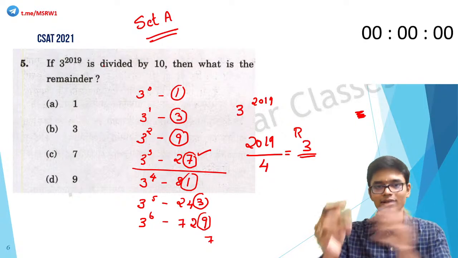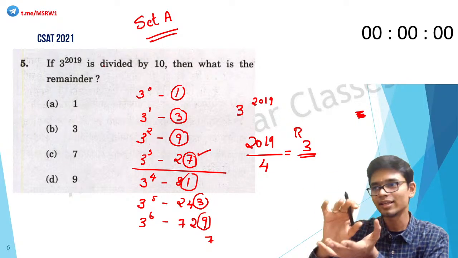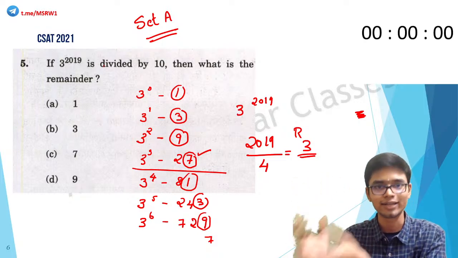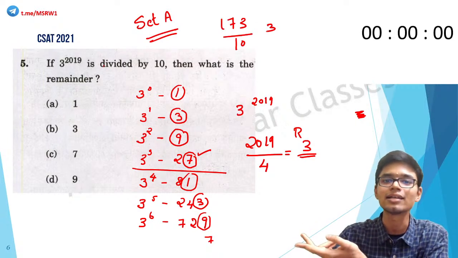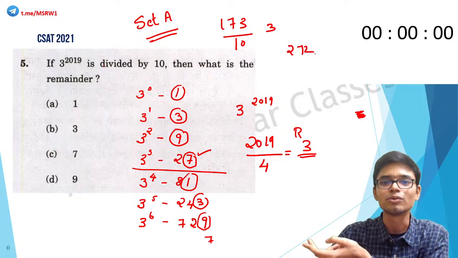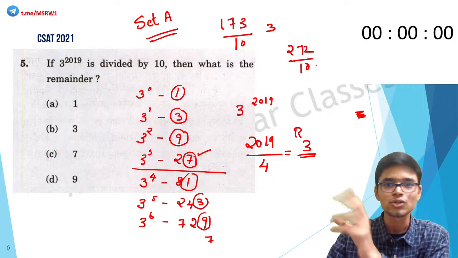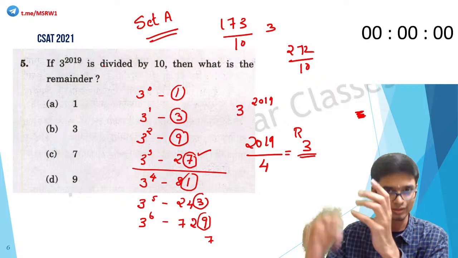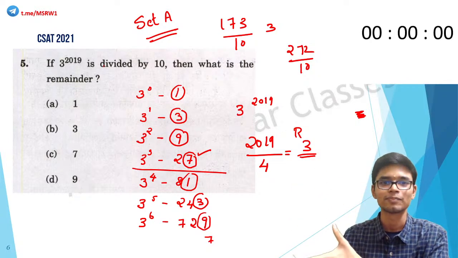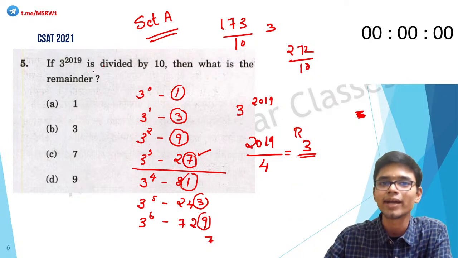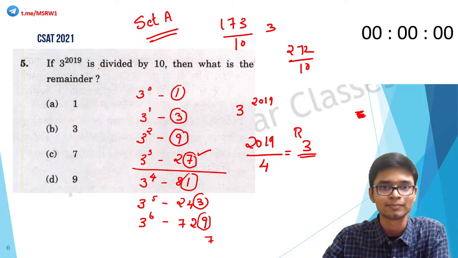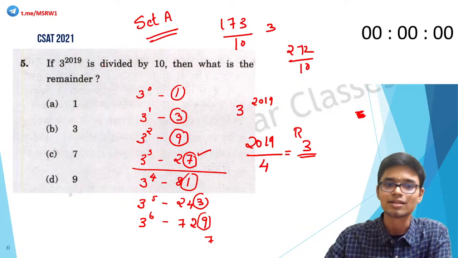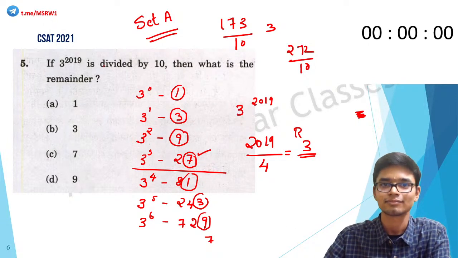Why? Because unit digit means what? Anything that we get after dividing a number by 10 is the unit digit, right? Say for example 173 divided by 10, what is the remainder? It is 3. 272 divided by 10, what is the remainder? 2. So whatever is in the unit digit's place, that is the remainder. So here the question asks for the remainder when 3 to the power 2019 is divided by 10. So the answer is 7.